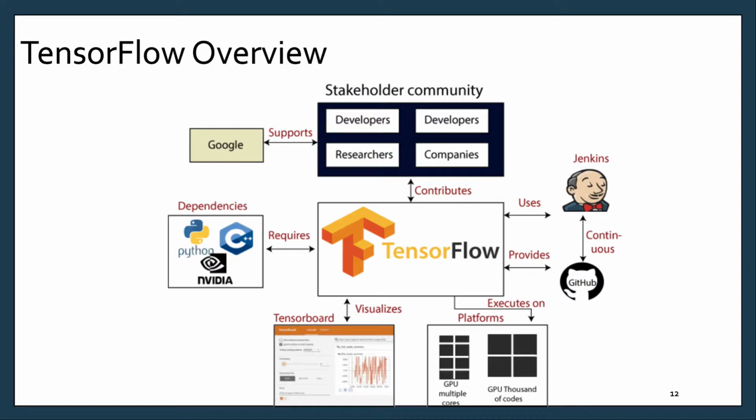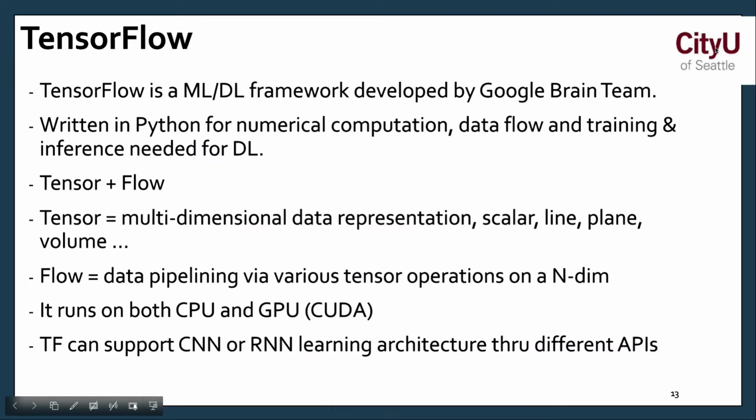TensorFlow needs a platform. Again, it uses GPU multiple cores, or GPU thousands of cores. TensorFlow also uses Jenkins as part of its continuous integration and delivery, and it can sync with your GitHub online repository. TensorFlow also provides its repository online in GitHub as it is open source.